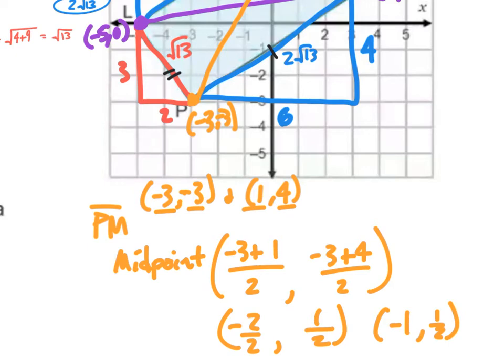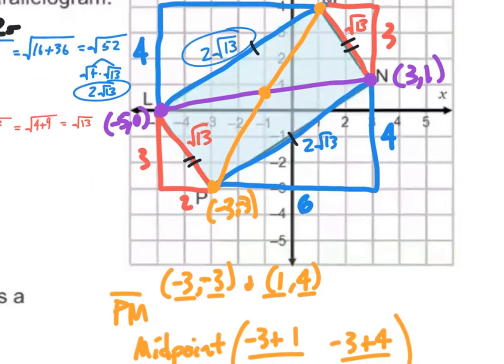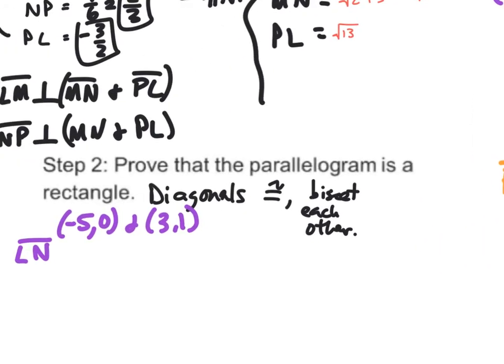All right. And that looks to be about right. -1, 1/2. Okay, seems to be about right there, which is kind of close to the intersection. It's not going to be perfect, but it should be in the ballpark. All right, let's do the same thing for LN.